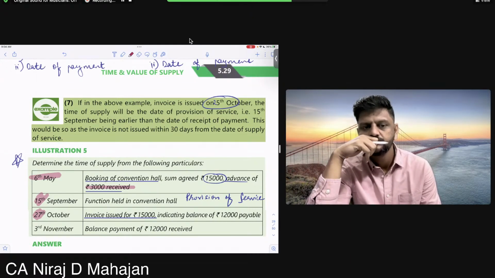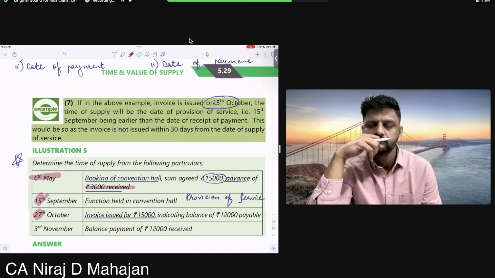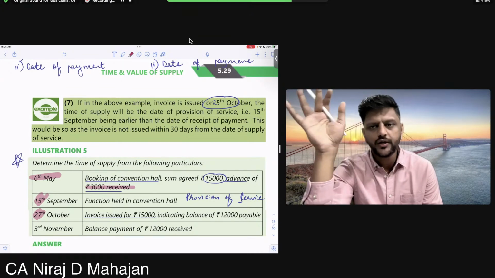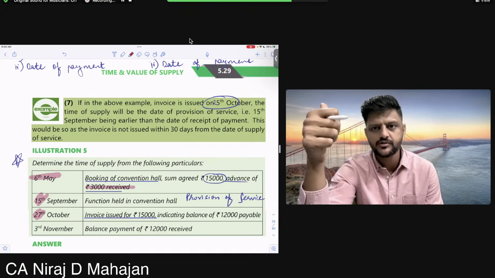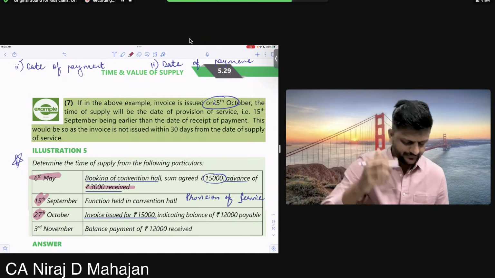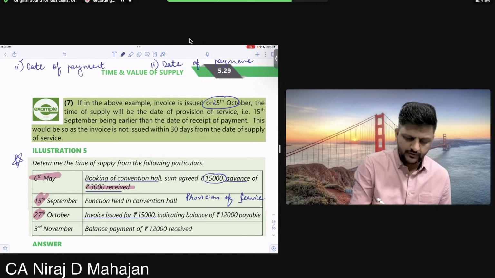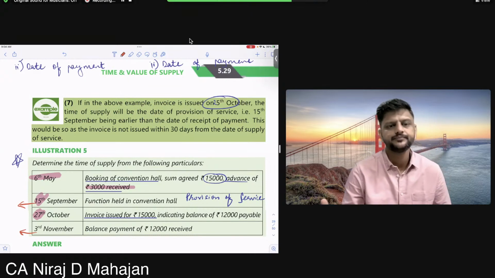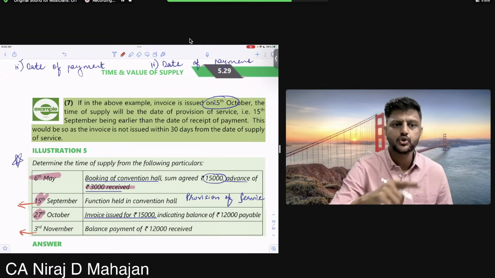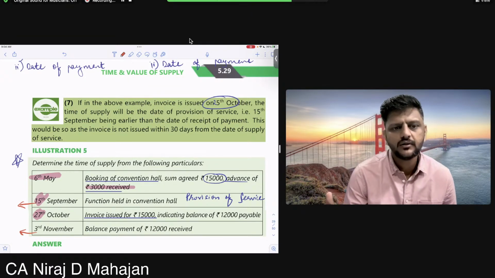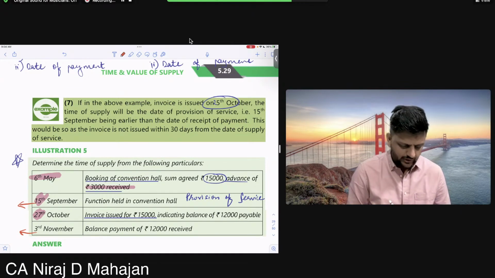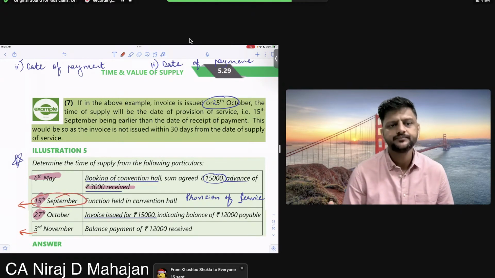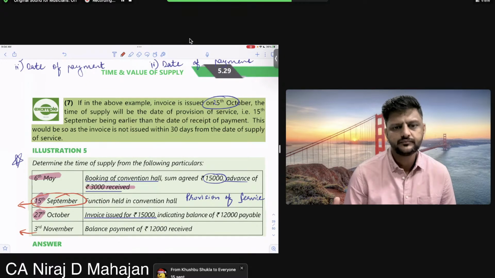12,000. The invoice is not issued within due date, then provision of service or payment, whichever is earlier. So what do we check? Provision of service or payment, whichever is earlier. For 12,000. Because 3,000 we have already taxed now, the 12,000 will be taxable on 15th September. Clear everybody? Understood now all of you?